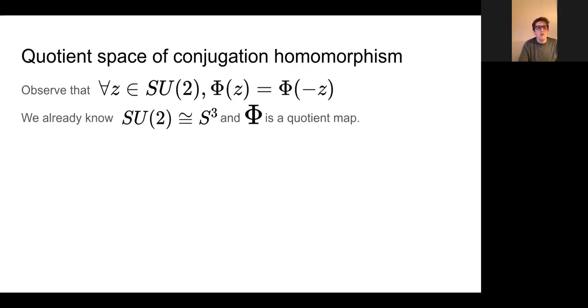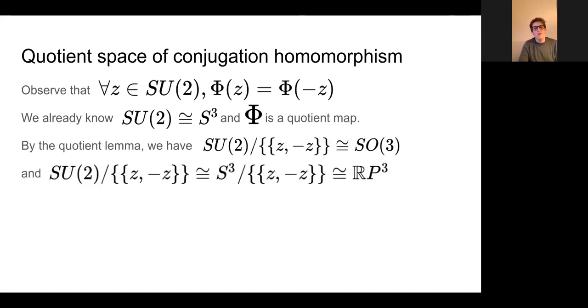So then we want to show some stuff about the quotient space of the conjugation homomorphism. And we observe that for all unit quaternions in SU2, phi of z is equivalent to phi of negative z, which just means that the opposite unit quaternion is actually the same rotation. And we already know that SU2 is equivalent to S3 because all unit quaternions are 4-dimensional real vectors which are distance 1 from the origin. And we also know that phi is a quotient map because we've proven that it's surjective.